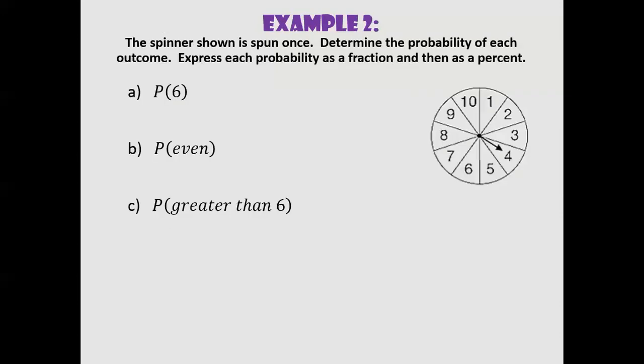All right, example 2, we've got this spinner, and it's spun once. We want to determine the probability of each event indicated. I'd like you to give these a try. Express them first as a fraction in simplified form and then as a percent. So go ahead and stop the video and complete that. Turn it back on when you are finished.